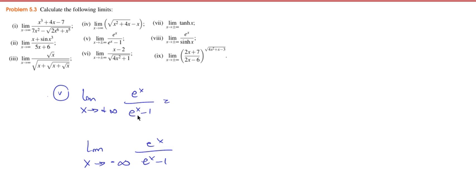Now, when x goes to infinity, we know that e to the x is monotonic increasing, it grows, so e to the x minus 1 is asymptotically equivalent to e to the x when x is very large. Okay, so then we have e to the x in the numerator, e to the x in the denominator, we have 1.